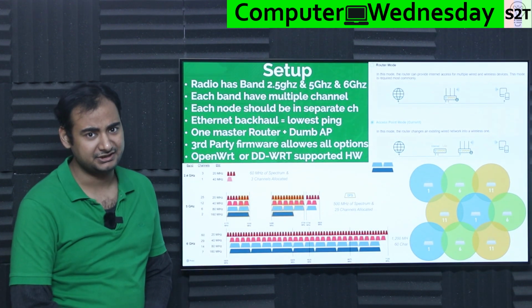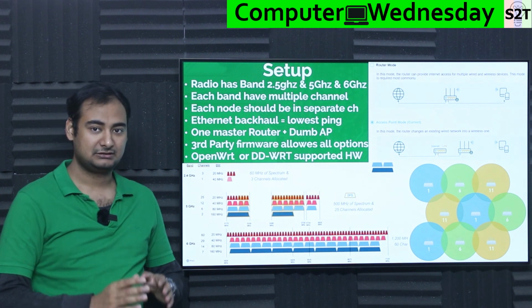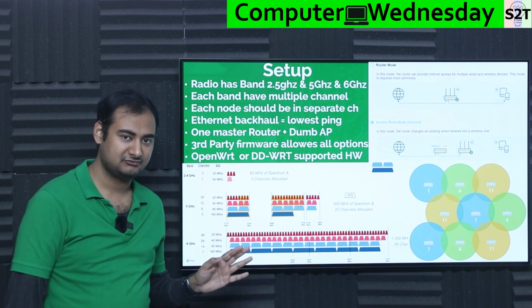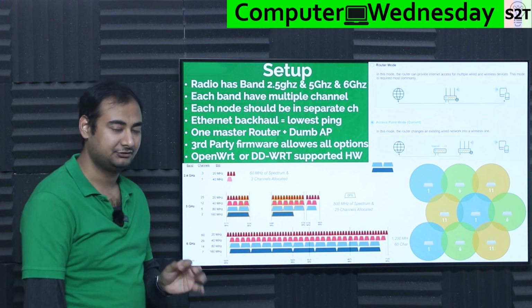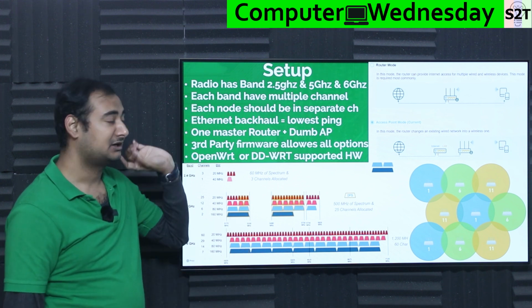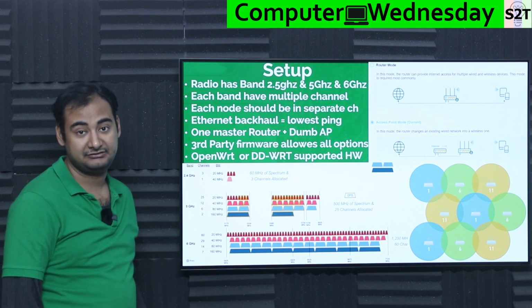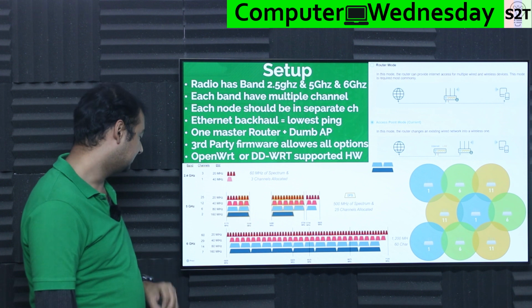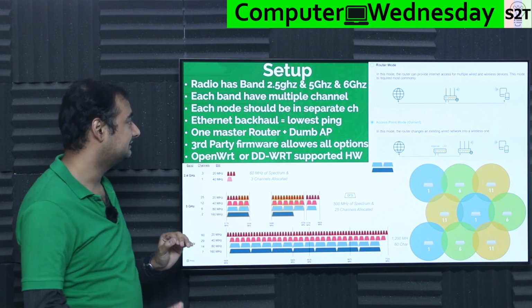So how can you do it in your household? Well, you have to understand the core logic. Core logic is that physics is still here. No amount of technology, no amount of magic meshing will solve it if your physics is messed up. So understand that part. Radio has bands. For example, nowadays, if you spend a lot of money, you'll have tri-band, meaning 2.4 gigahertz, 5 gigahertz, and 6 gigahertz. So these are the three bands.